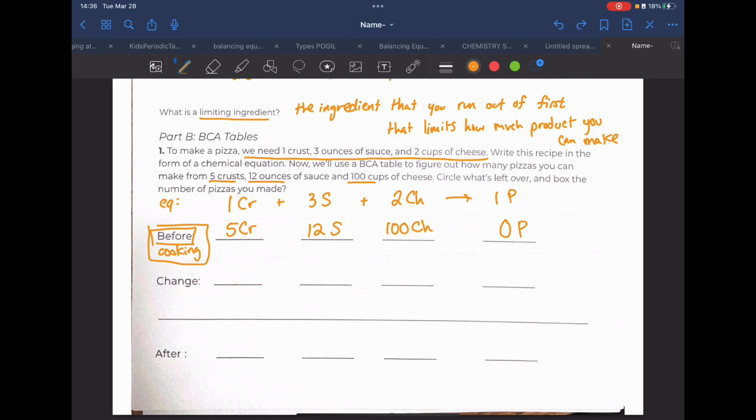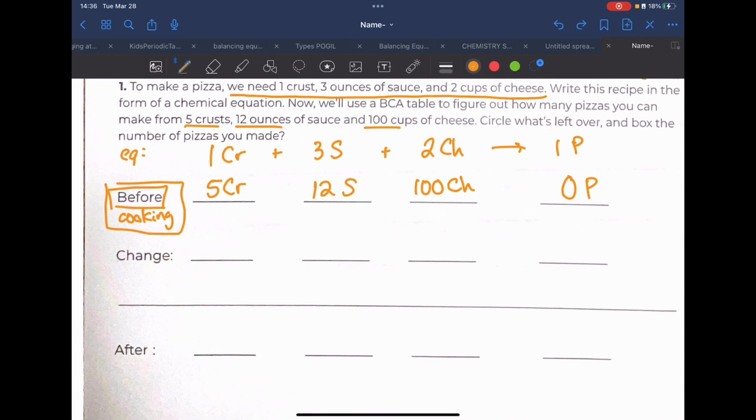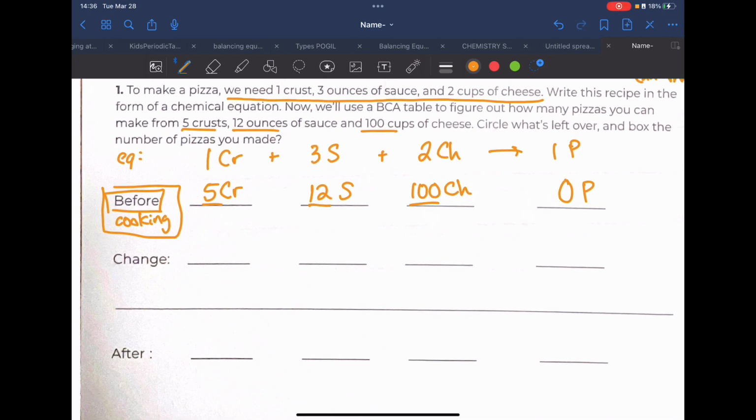Now we need to figure out how many times we can make this recipe with the ingredients that we have. And here's how we do that. We're going to take all of the numbers on these blanks, and we're going to divide them by the numbers right above them. So I'm going to say 5 divided by 1 equals 5. 12 divided by 3 equals 4. And 100 divided by 2 equals 50. Okay, that's the next step. The step after that is to pick the smallest of those numbers. So between 5, 4, and 50, 4 is the smallest number.